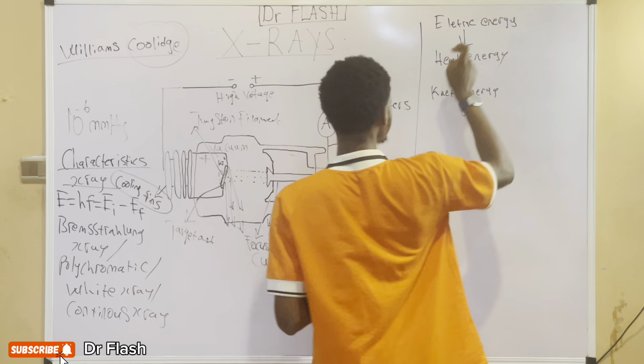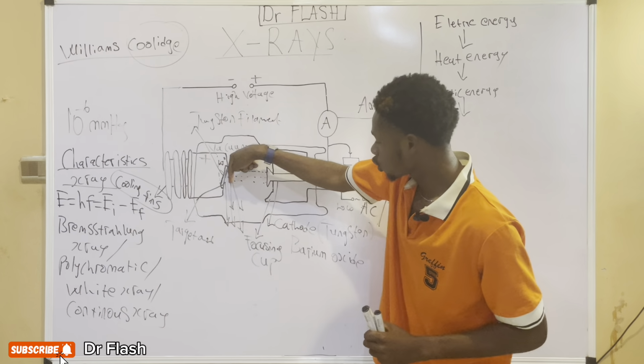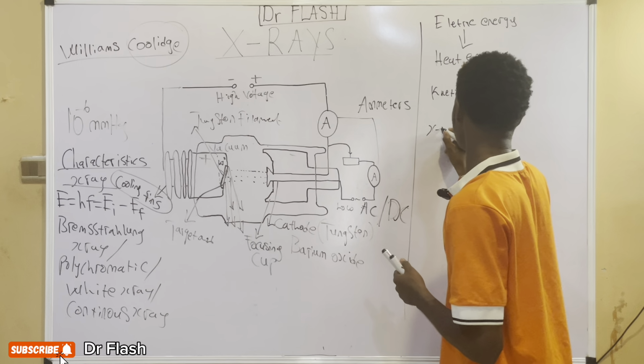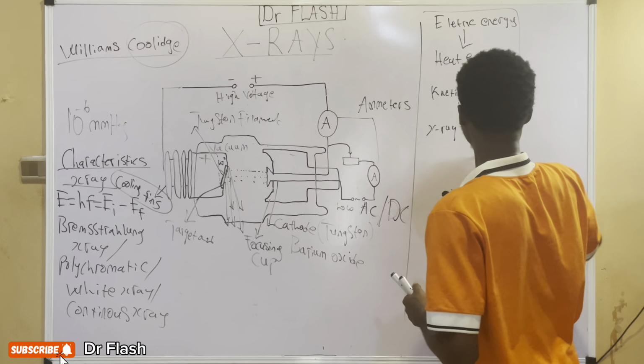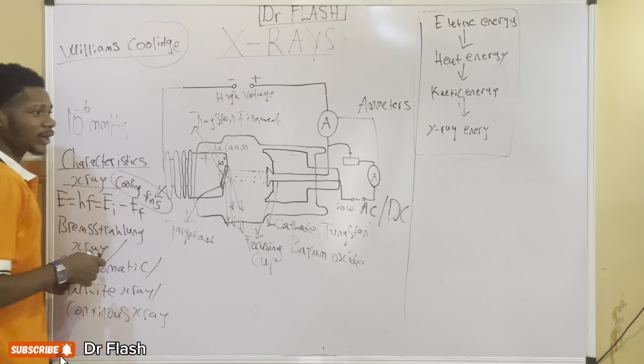So from electrical energy converted into kinetic energy, they are then used to produce the X-ray, which is the X-ray energy. I'm going to call it the X-ray energy. This is the energy conversion in the system of an X-ray.